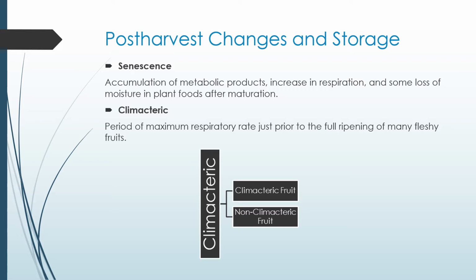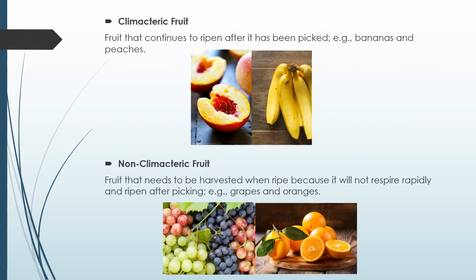They become ripened. Then what is climacteric? Climacteric is the period of maximum respiratory rate just prior to the full ripening of many fleshy fruits. It can be divided into two parts: climacteric fruit and non-climacteric fruit. Let's see. Climacteric fruits are the fruit that continues to ripen after it has been picked.